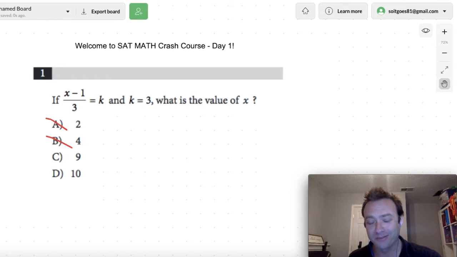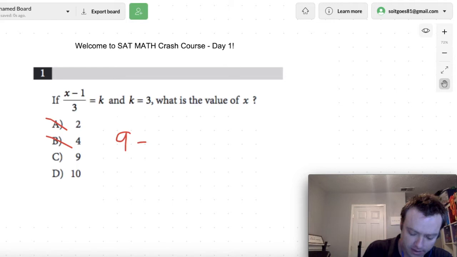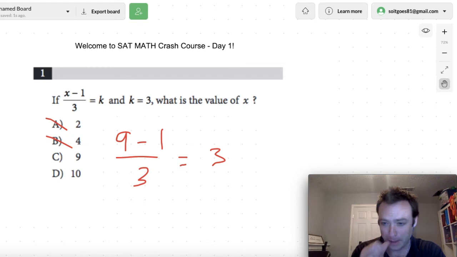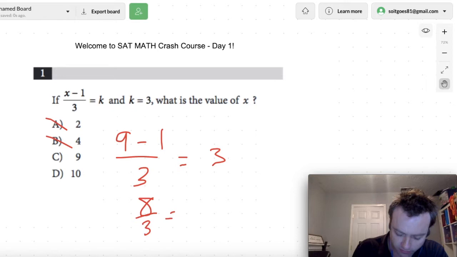All right, so what about answer choice C? Let's plug that guy in. We get (9 − 1)/3 = 3. Does that give us a true statement, Caden? No. What do we get on the left-hand side of the equation? We would only get 8 over 3, which is not equal to 3. So answer choice D is looking pretty good. I hope that works out.